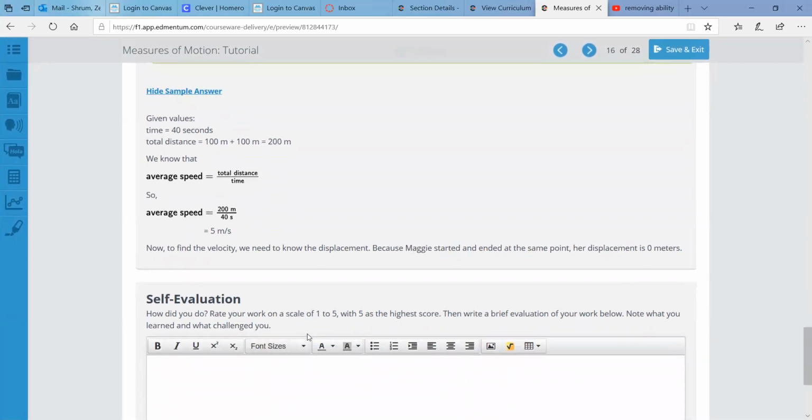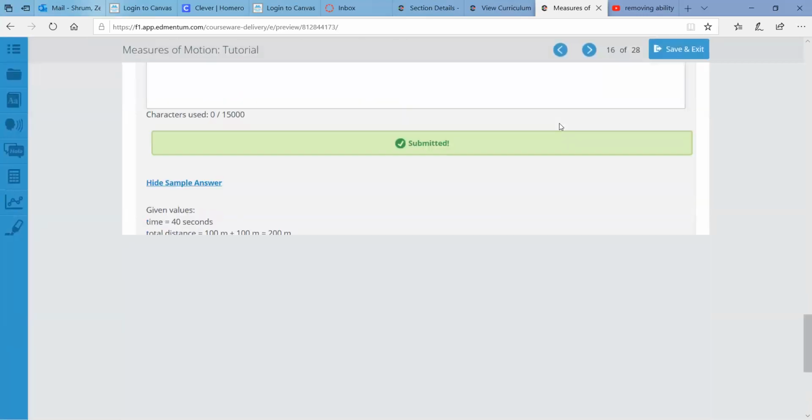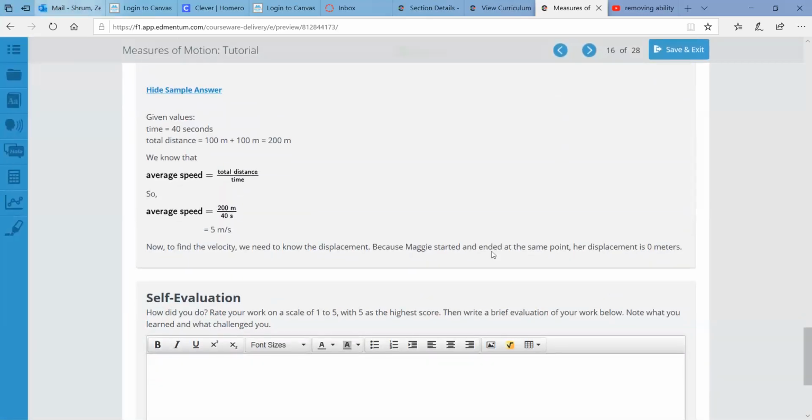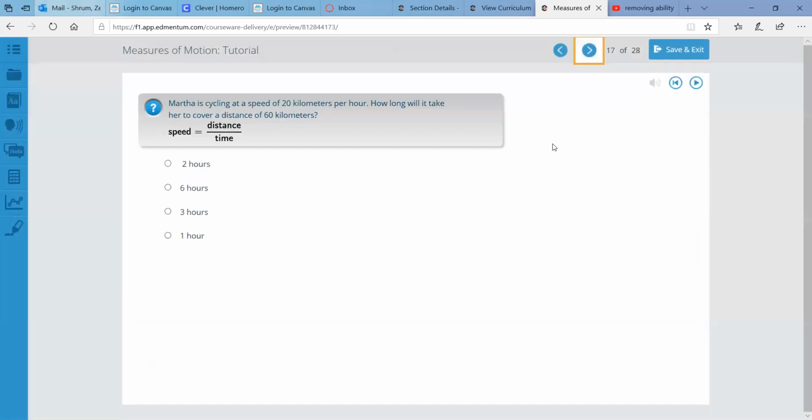Now to find velocity, we need to know the displacement. And because she started and ended at the same spot, her displacement is 0. Therefore, her velocity was 0. Average velocity, 0. Okay? Another question.